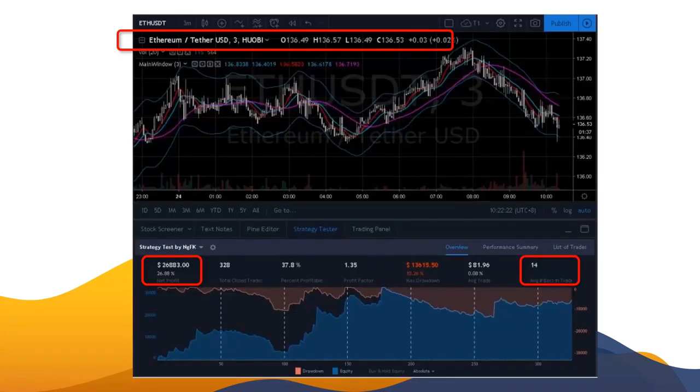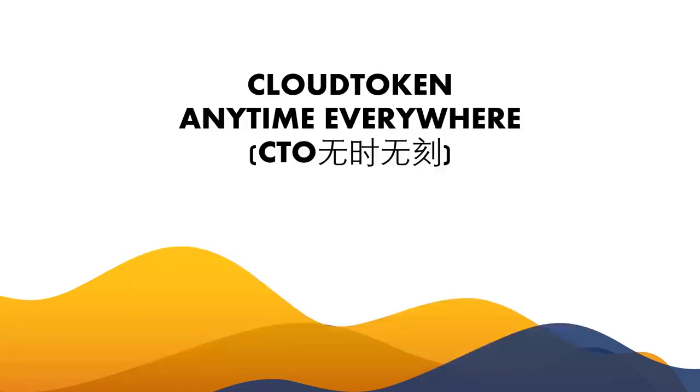This is one example of Vroom running, and we did this simulation on Huobi, based on Ethereum and USDT. During a 14-day period, we had a gain of 26.88%, and this is through the Vroom engine. You can read more about the Vroom engine when we release our business proposal on the 12th.